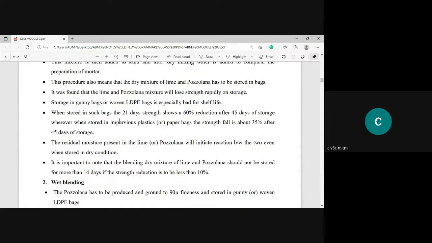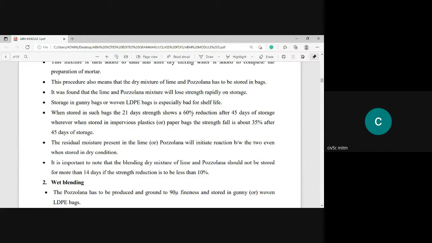I have quoted one example. See here, if you store the lime and pozzolana dry mixture in LDPE bags for 21 days, it will show a 60% reduction in strength after 45 days of storage. When stored in impervious plastic or paper bags, the strength fall is about 35% after 45 days of storage. So this is the reduction in strength you can see when you store the lime pozzolana mixtures in LDPE bags.